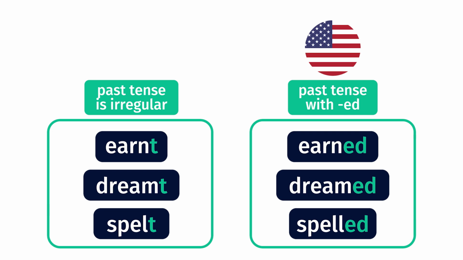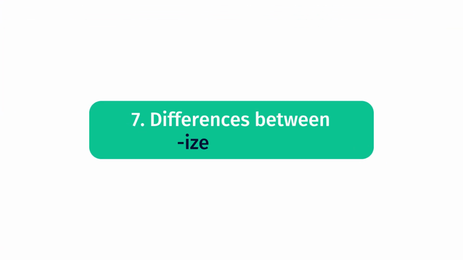So all you have to do is remember that those 3 and many others like them are a normal past tense spelling. Then difference 7 is one that I think you might have noticed already, and that is the difference between the spelling of words like realize and vocalize.